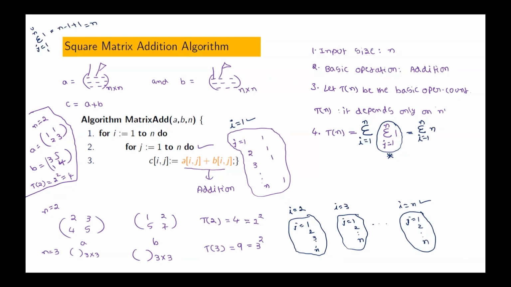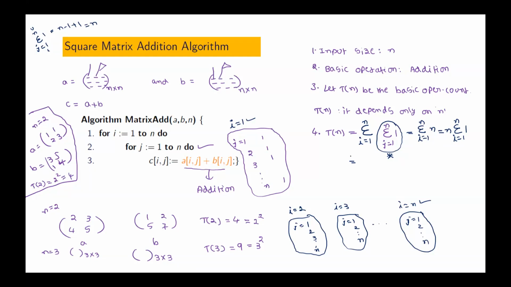Now what is this value? When i equal to 1, this n, is it independent of i or not? So n we can take outside. I can write it as sigma i equal to 1 to n of n. Is that correct? Because n is independent of i, we can take it outside. So that becomes n times sigma i equal to 1 to n of 1. Is that correct? Yes, sir.